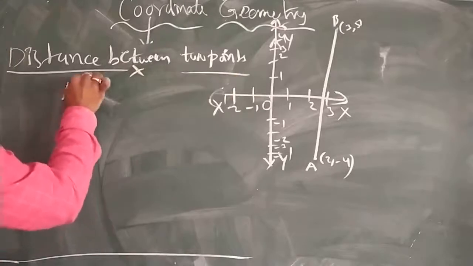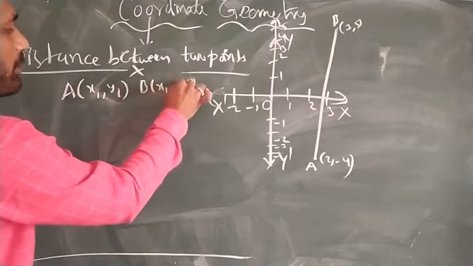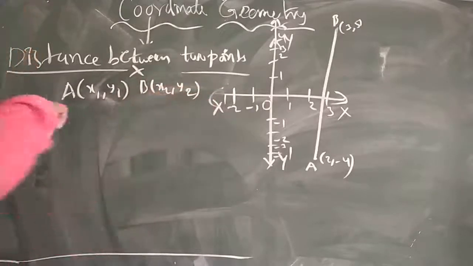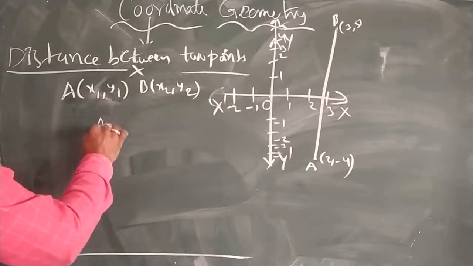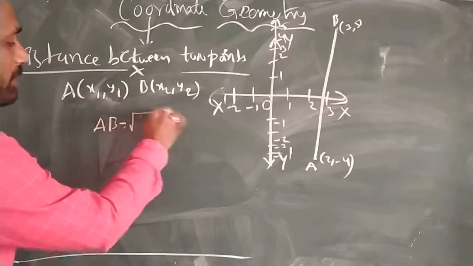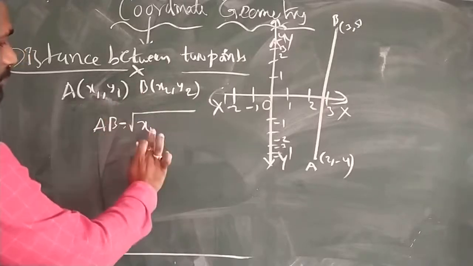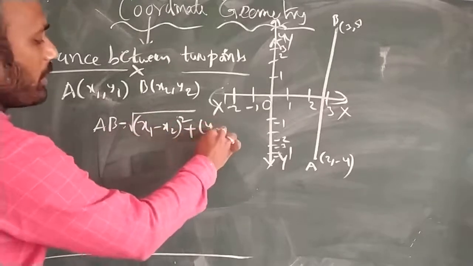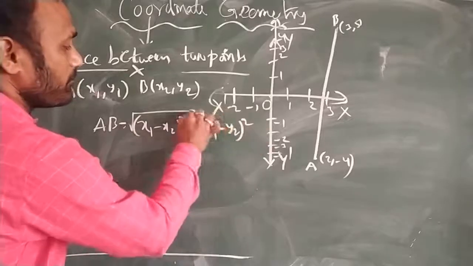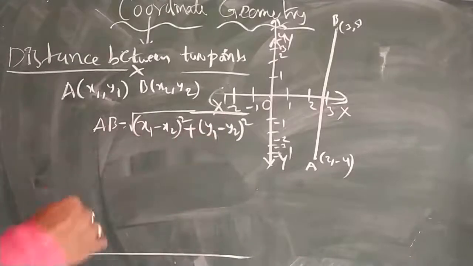Let A x1 comma y1 be one point and B x2 comma y2 be another point. If I am asking distance between AB, then the formula is root of x1 minus x2 whole square plus y1 minus y2 whole square. This is the formula.